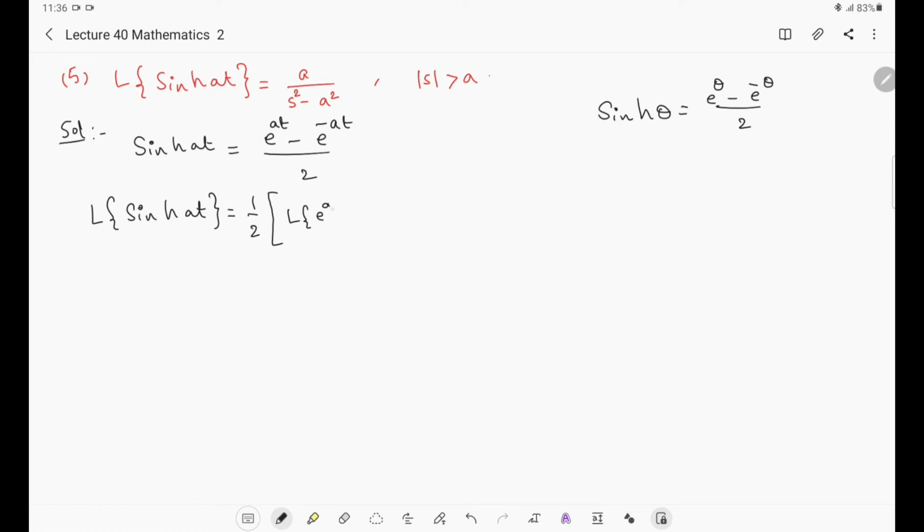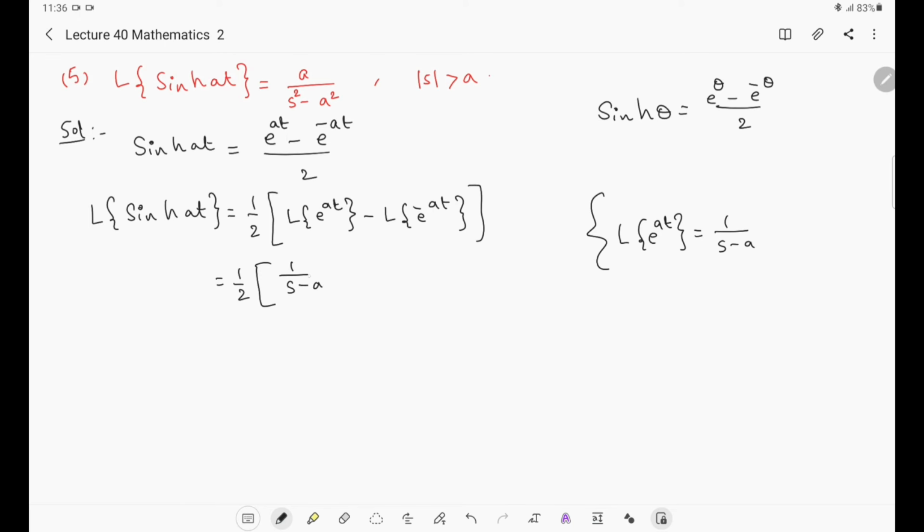Laplace transform of e^at minus Laplace transform of e^−at, right, which is 1/2. From the second formula, we have the Laplace transform of e^at is 1/(s − a). So what will be the value of the second one? Same, 1/(s − a), then minus. Instead of a, if I have minus a, then if a is there, I write minus a here, so I have to write plus a, that is 1/(s + a).